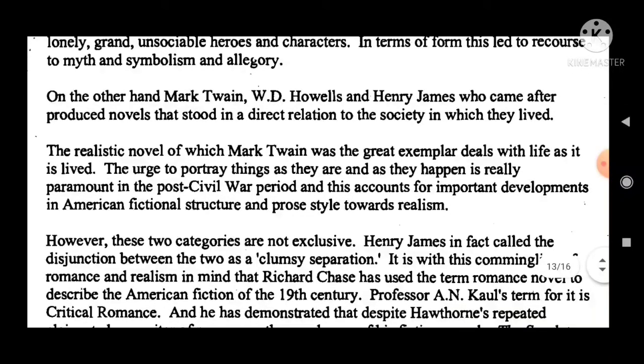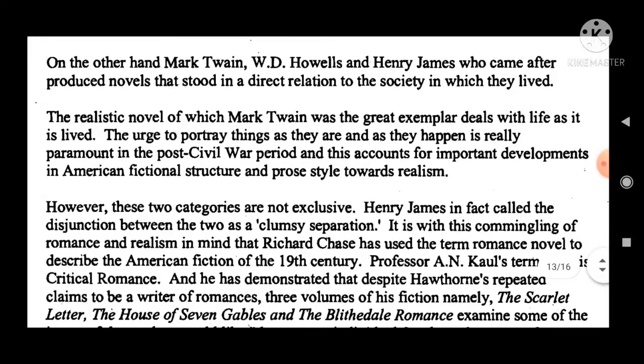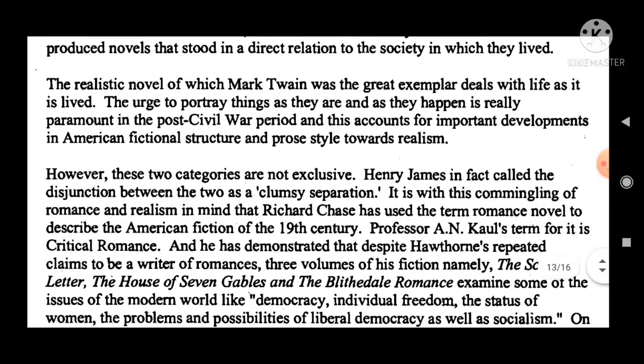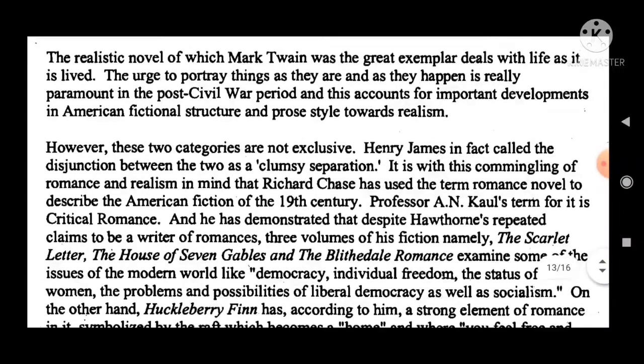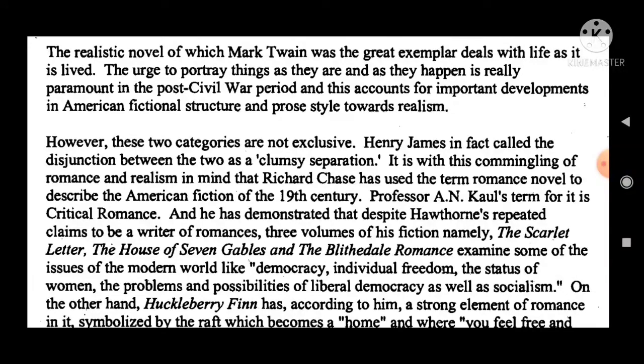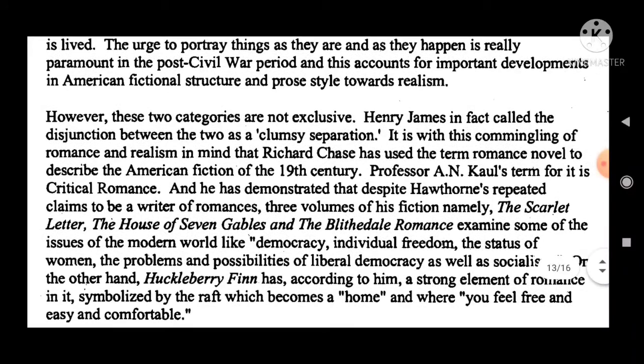On the other hand, Mark Twain, W. D. Howells, and Henry James, who came after, produced novels that stood in a direct relation to the society in which they lived. The realistic novel, of which Mark Twain was the great exemplar, deals with life as it is lived. The urge to portray things as they are and as they happen is really paramount in the post-Civil War period, and this accounts for important developments in American fictional structure and prose style towards realism.